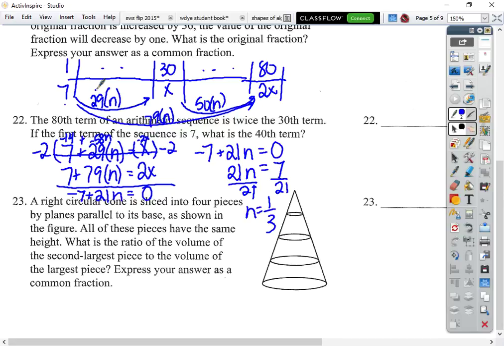Well, all that is saying is that from 1 to the 40th, I make 39 of those jumps. 39 of these 1/3 jumps. So I start with my 7 plus 39 times 1/3. Well, 39 times 1/3 is just 13. Plus 7 gets me to 20. So my 40th number in this sequence is 20.